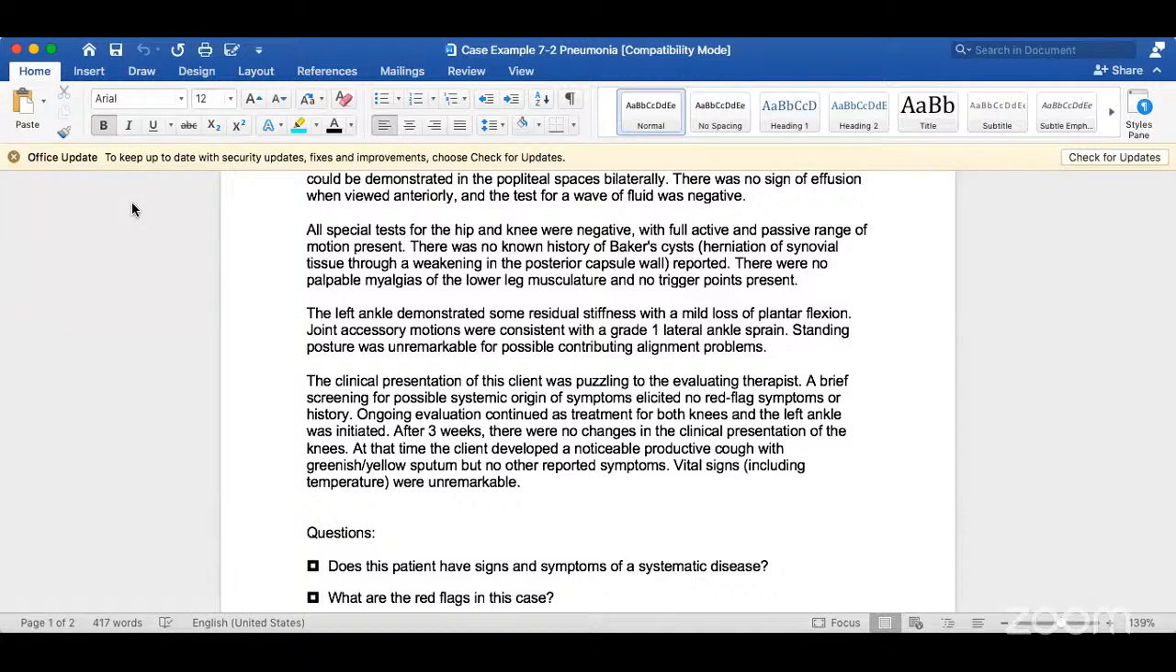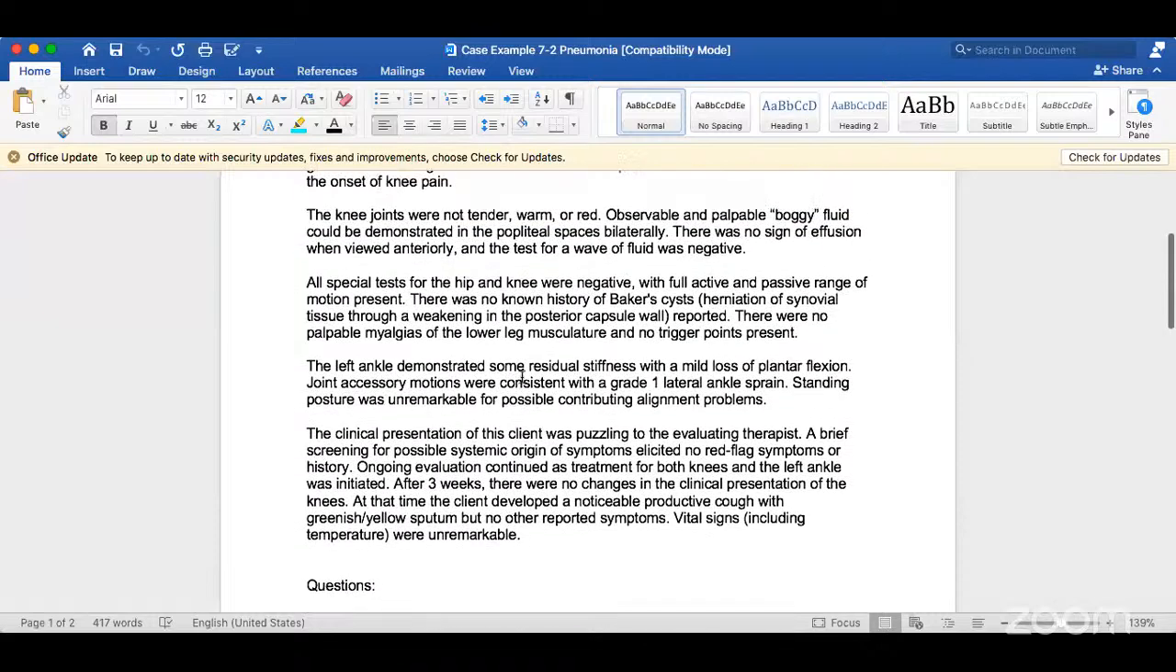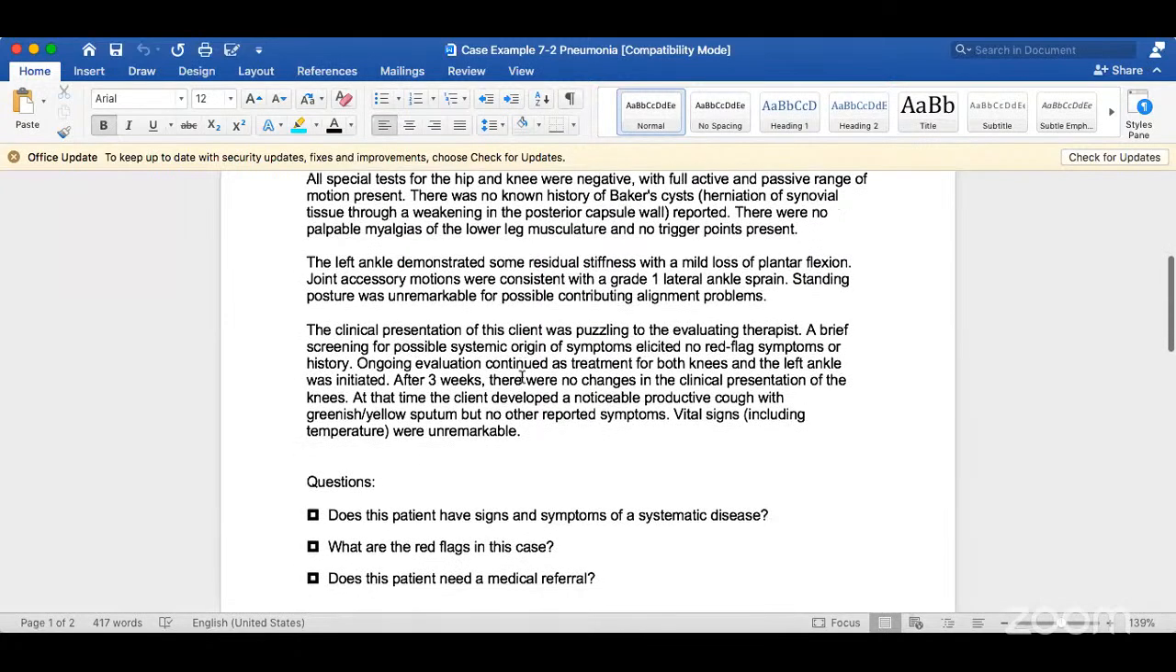Yes, sir. I think from the case study, if you look closely towards the end, where it says the patient has a noticeable productive cough with greenish yellow sputum, I think that is clearly indicative of a systemic involvement, sir.